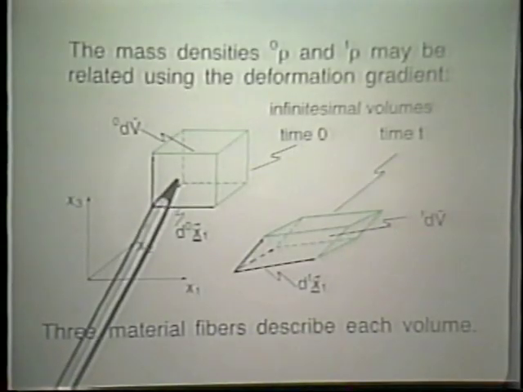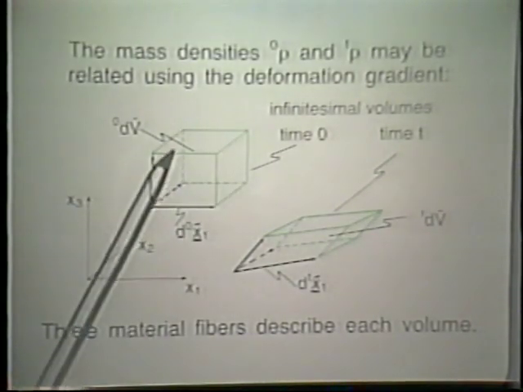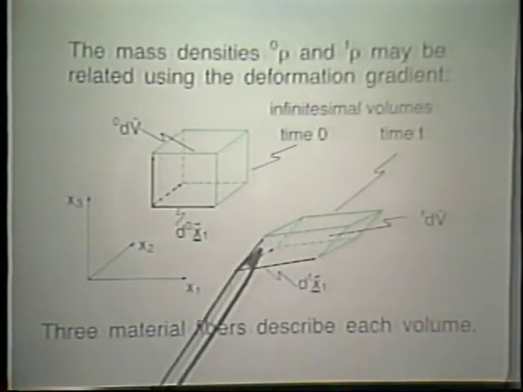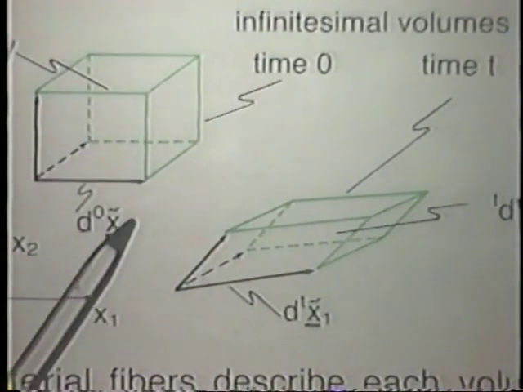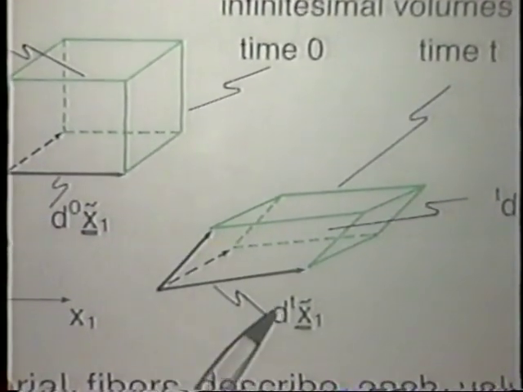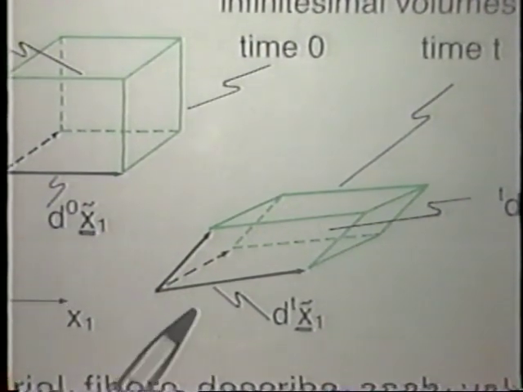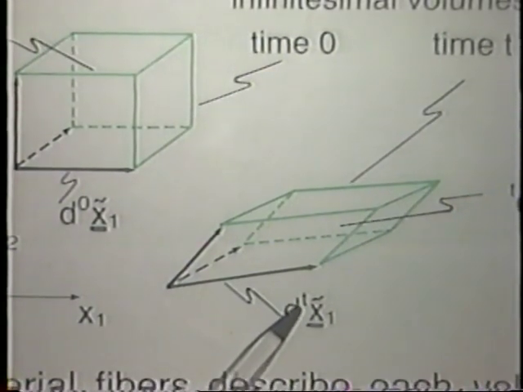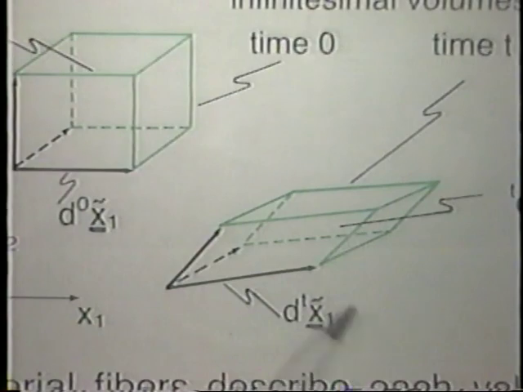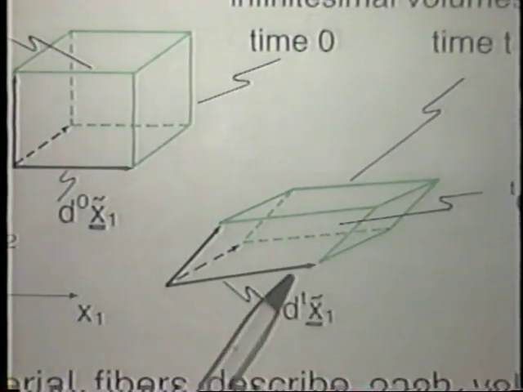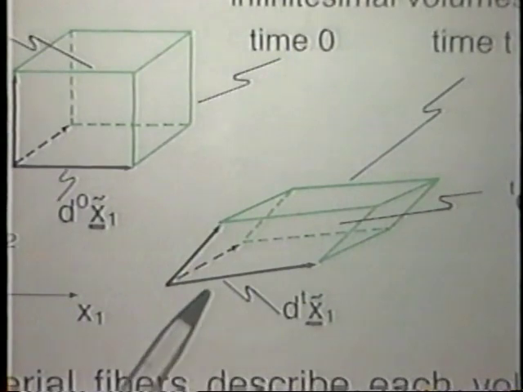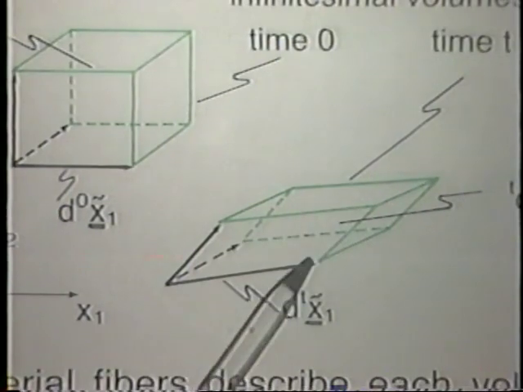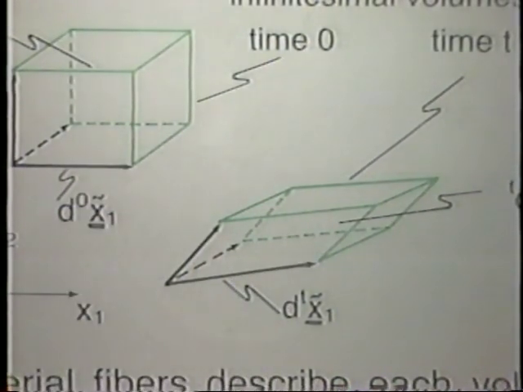Now, in the motion from time 0 to time t, of course, this volume will change. And at time t, it looks like this. Notice that these differentials here have changed. We show just one, d0x curl 1 has gone over into dtx curl 1, the t now denoting time t. And this is a volume that can be calculated from these vectors shown here. And in fact, this is how we calculate this volume and can therefore relate also the mass densities.